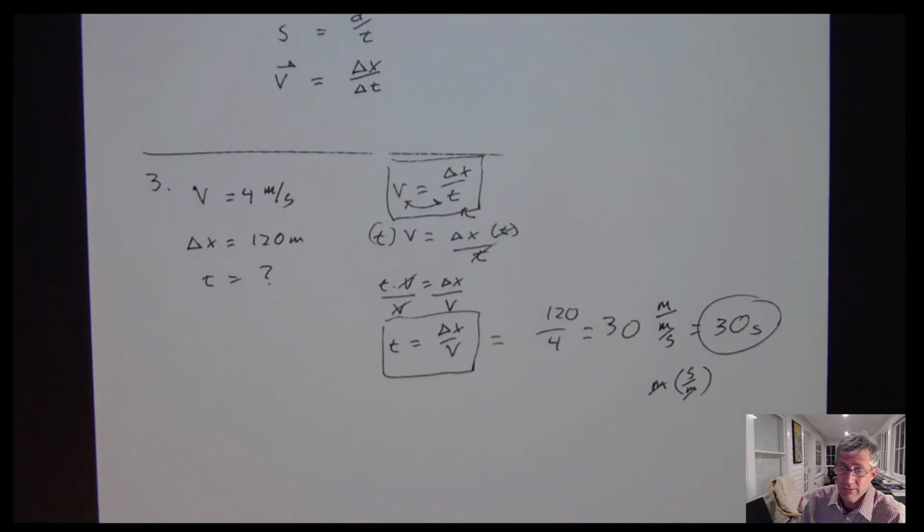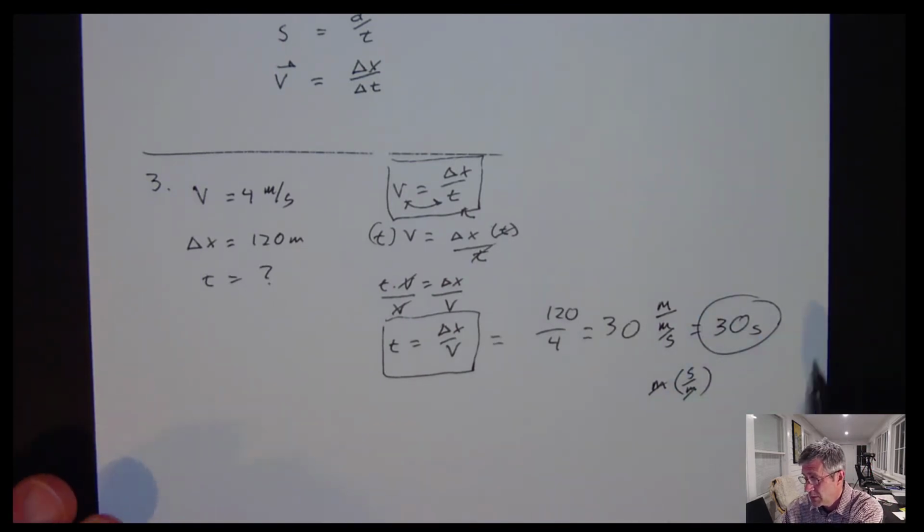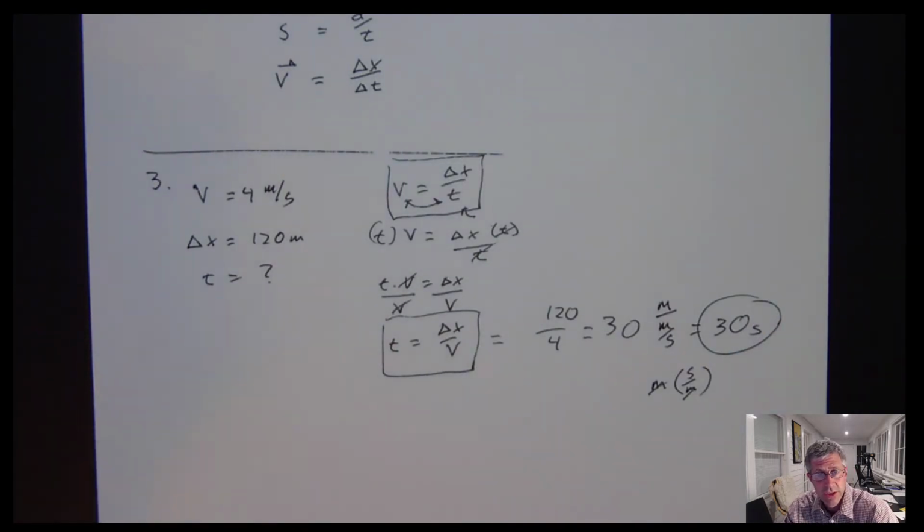It's a good way to check your problem if you want to check your units, but make sure you have a unit with it. So someone can double check, make sure that's the right answer. I'm pretty sure it's good. So 30 seconds for an elevator going at 4 meters per second to travel 120 meters.